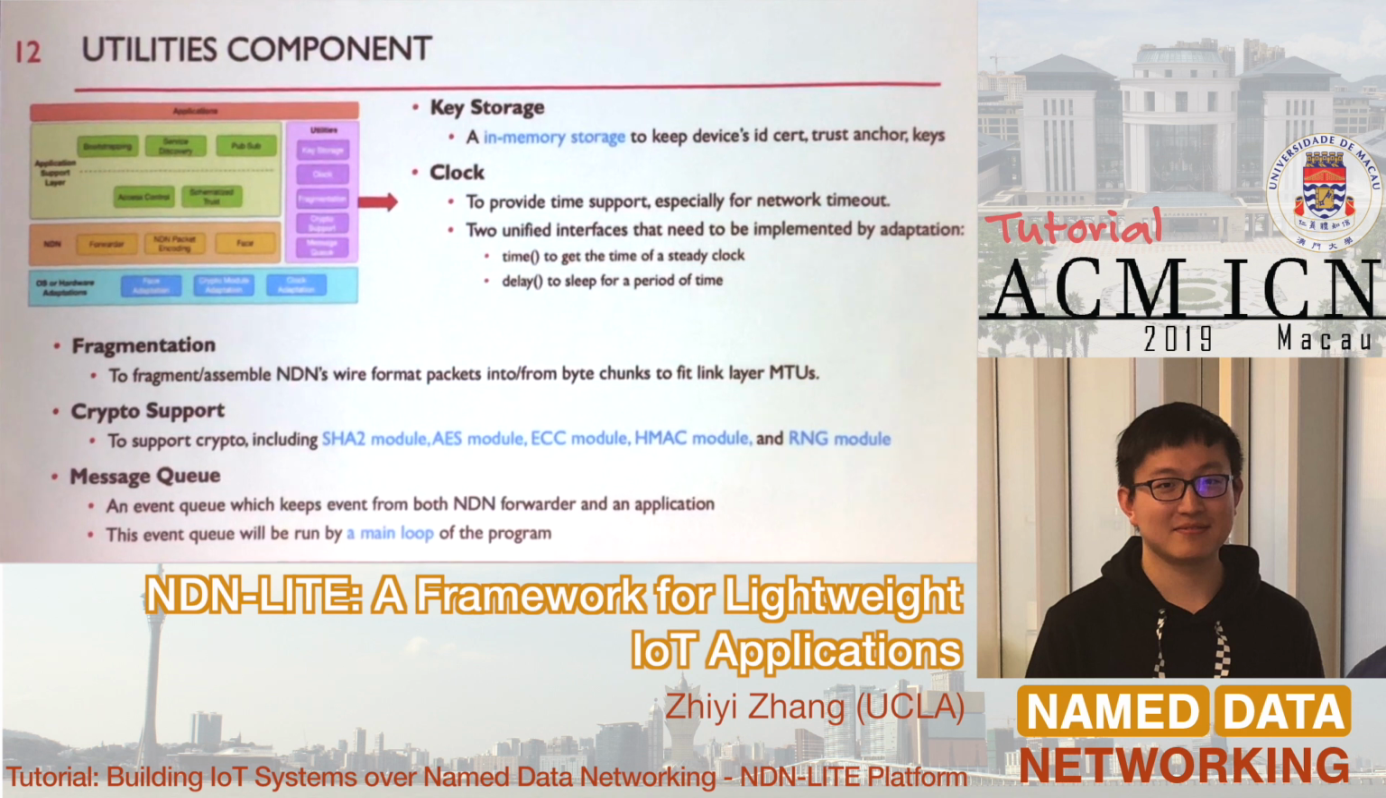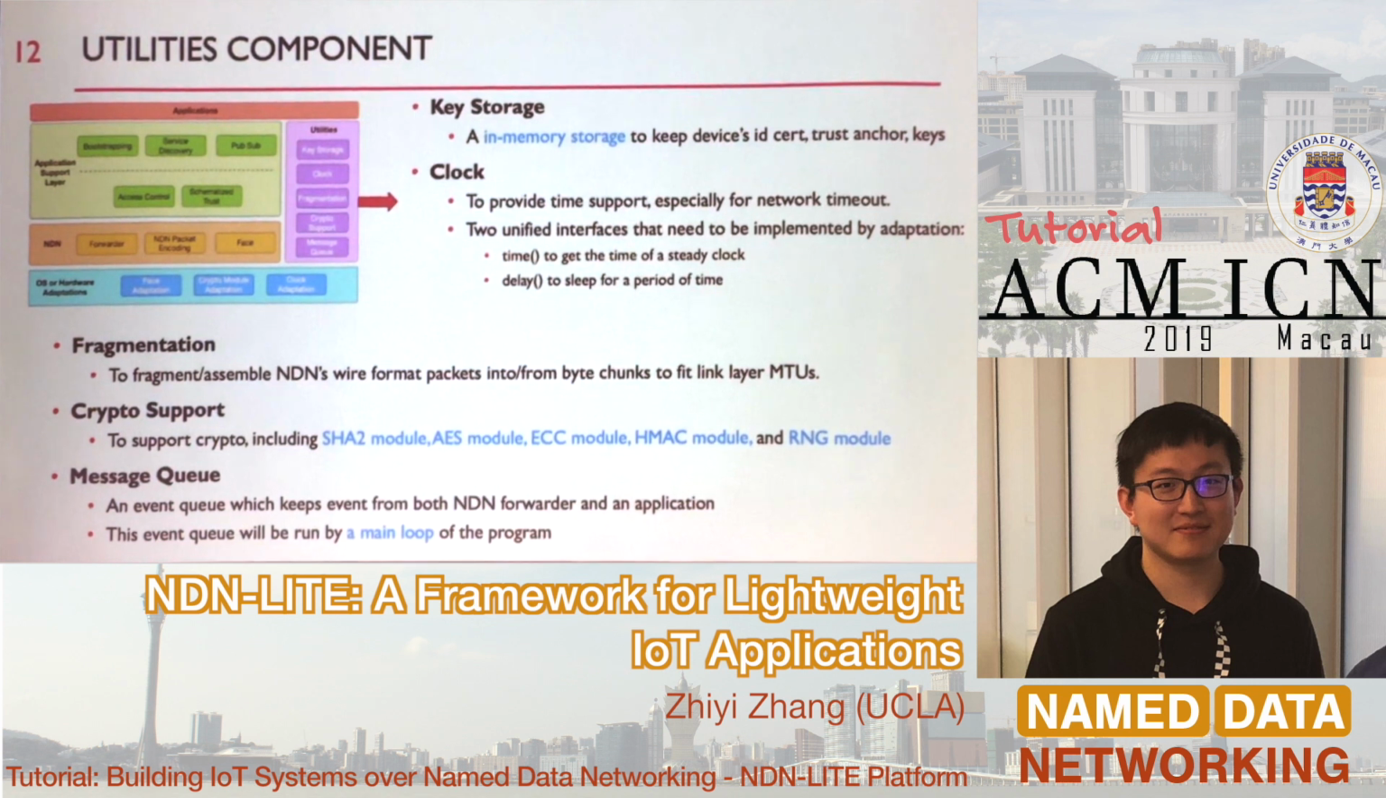The next part is fragmentation. So this is to fragment and assemble NDN packets into or from batch chunks to fit the different MTUs of different link layer protocols. And next part is the crypto support. So this is to support crypto operations used in NDN security and also application security. This includes the digest module, the SHA-2 module, the encryption module, which is AES, and we also have the ECC module, HMAC module, and also the RNG module for random number generation.